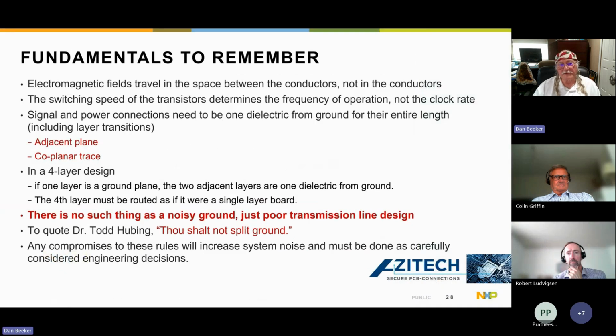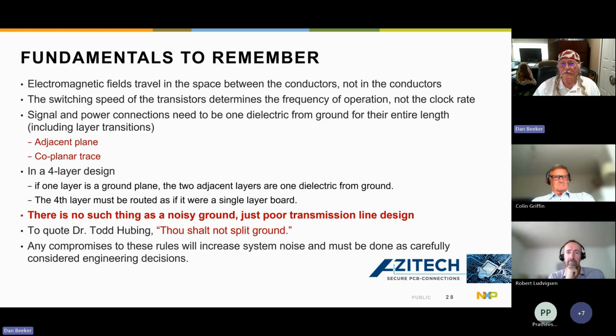So I want to end with these concepts that I want you to think about. The fields travel in the space between the conductors, not in the conductors. The switching speed of the transistors determines the frequency of operation, not the clock rate. I don't care what frequency your clock is running. I don't care how often something happens. And what I like to say is, I don't care about how often it hurts. I care about how much it hurts.